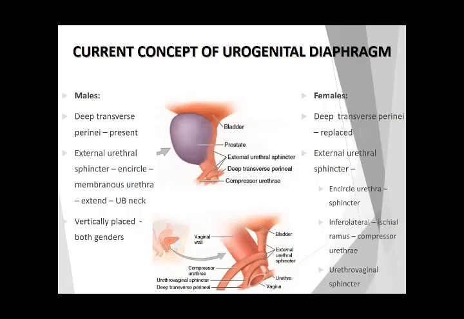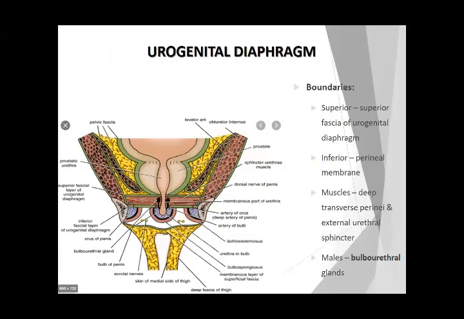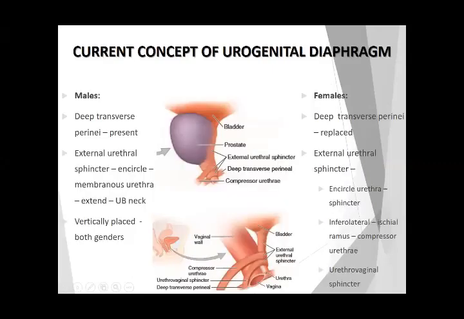अब क्या है कि, according to the older concept, this was a flat sort of layer of muscle. Okay? Three muscles, a group of muscles covered by the two fascia. This was a flat structure. But now, what they say is that yes, the deep transverse perineum is present, one on either side. That is a kind of flat structure.